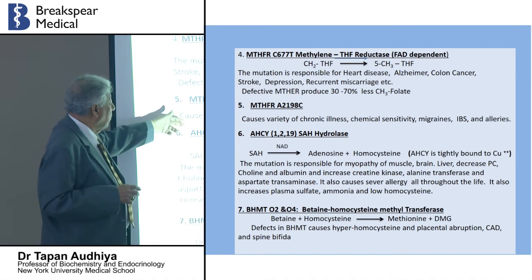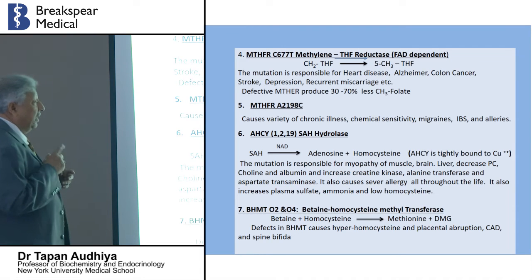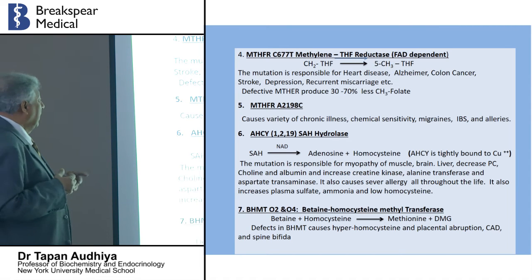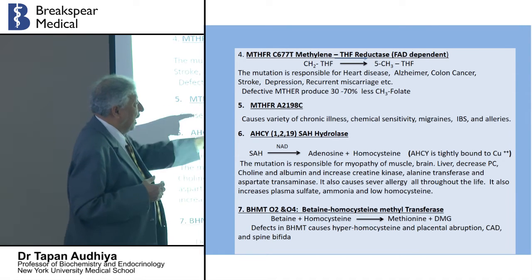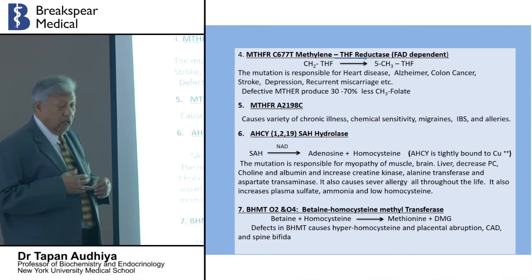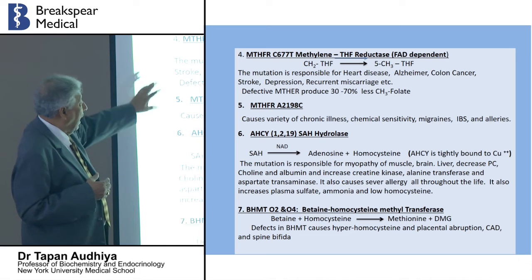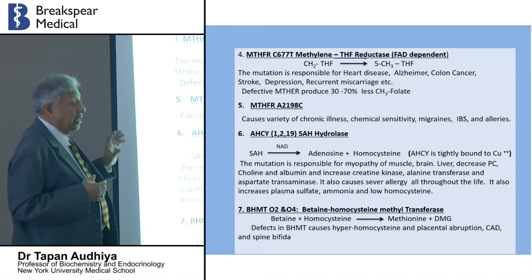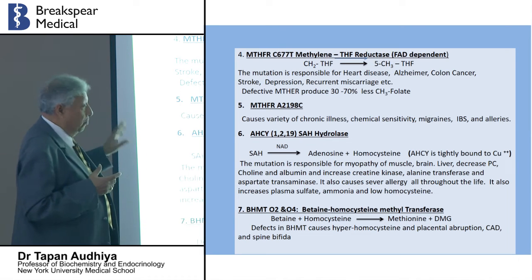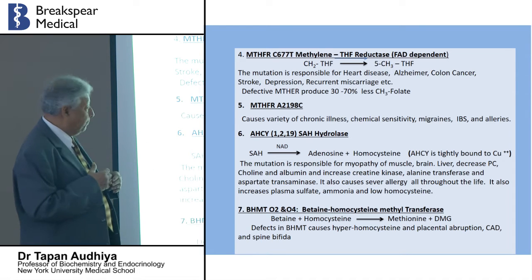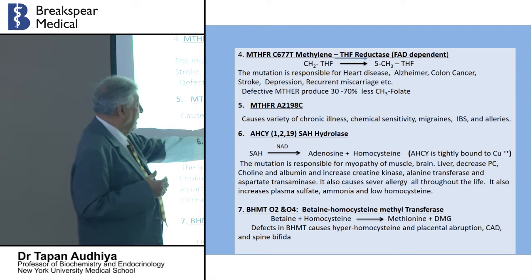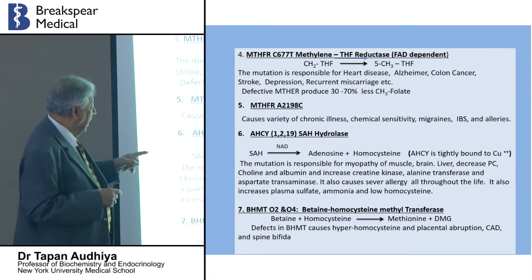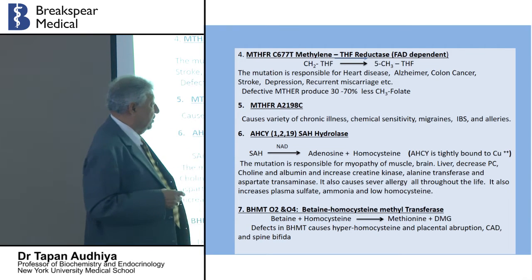And this one causes variety of chronic illness, particularly chemical sensitivity, like nickel allergy and all these allergy, this mutation causes migraines, IBS, and as I said in the allergy. So there are two different things happens with these two particular major ones. If it is a heterozygous, it is easy to handle. If it is a homozygous, it takes much longer period to handle. Then we get hydrolase. Hydrolase is the enzyme we just mentioned, which breaks down the SAH to adenosine and homocysteine.